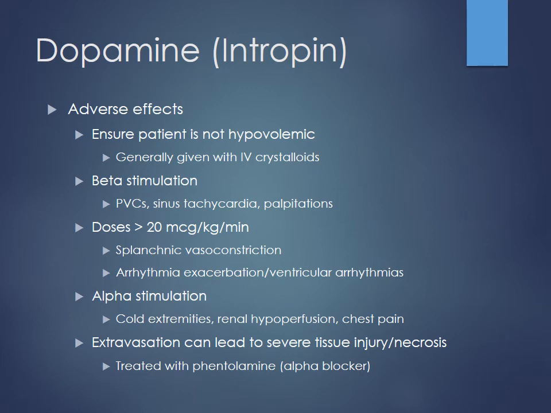Again, alpha stimulation, you can see things like cold extremities and chest pain associated with that as well. So again, it all goes back to the alpha stimulation. And then with any of these vasopressors, if you have extravasation, that can lead to tissue necrosis, because again, it's causing way too much constriction there, decreasing the amount of oxygen getting to the tissue. And we can reverse that with an alpha blocker called phentolamine. Okay, so we can administer that in order to help reverse some of the local vasoconstrictive effects.